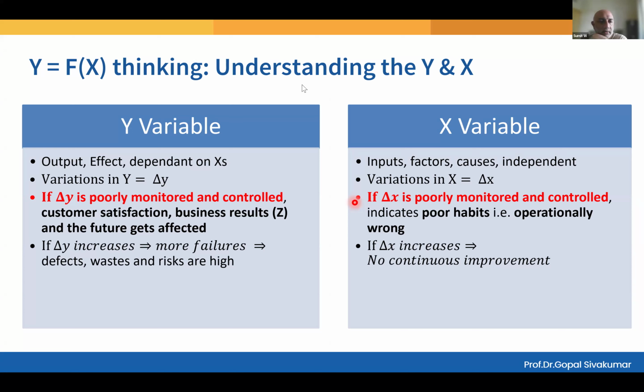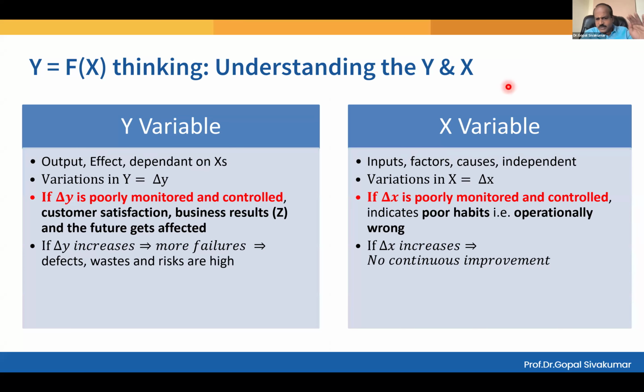Got it. So if delta Y is poorly monitored, poorly controlled, that indicates over time the company has developed poor habits. That means they are operationally wrong. So if delta Y keeps on increasing, then the failures will also grow in numbers. Ultimately, the defects will happen, waste will happen, the risk levels will be very, very high. The future will be a big, big question mark. But coming to the other side, similarly, if the delta X also increases, that means the company is over time developing all wrong cultures, which is completely against continuous improvement.